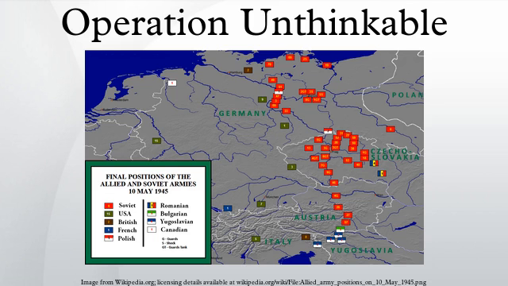Operation Unthinkable was a code name of two related plans of a conflict between the Western Allies and the Soviet Union. Both were ordered by British Prime Minister Winston Churchill in 1945 and developed by the British Armed Forces Joint Planning Staff at the end of World War II in Europe.